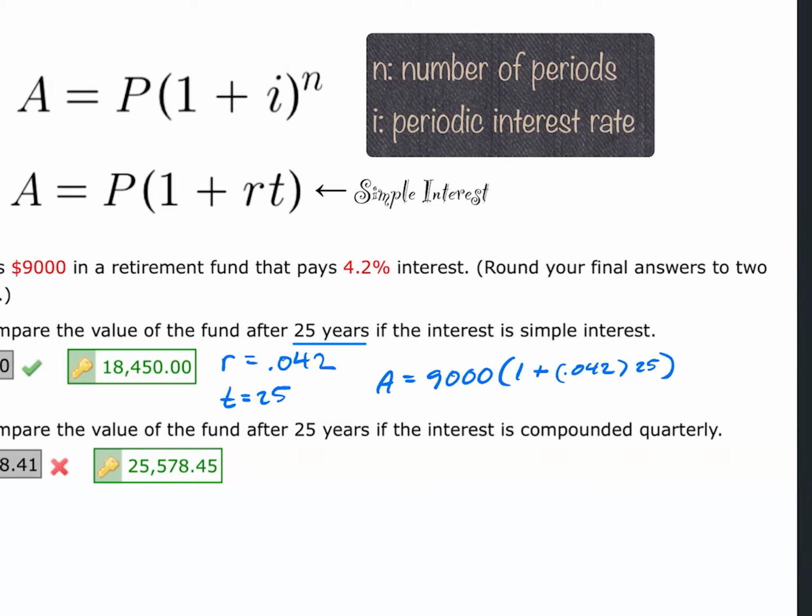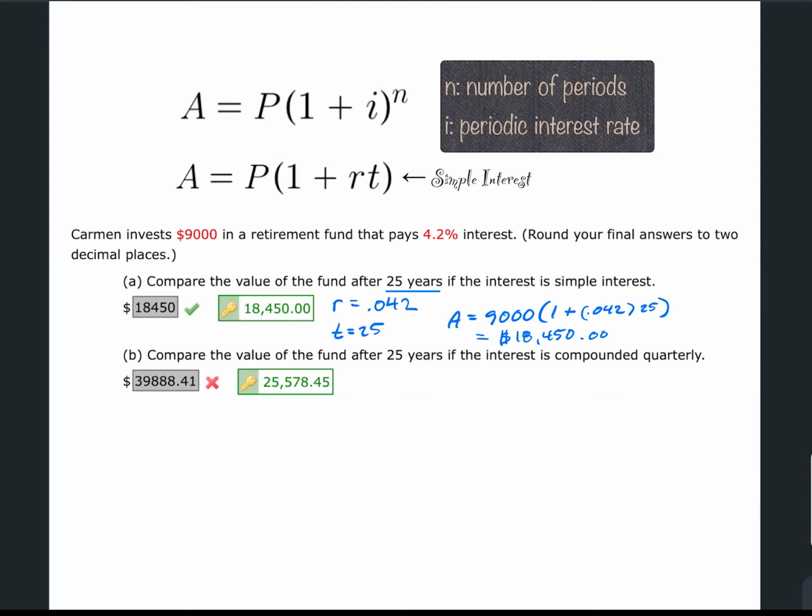And after working all of this out, we're going to receive the answer of $18,450. Now, how does this compare to the option of compounding it quarterly and not using simple interest? Well, that's a very interesting question, and we want to see if we're going to be making more money or less money on our investment if we're compounding quarterly. So let's take a look at that.